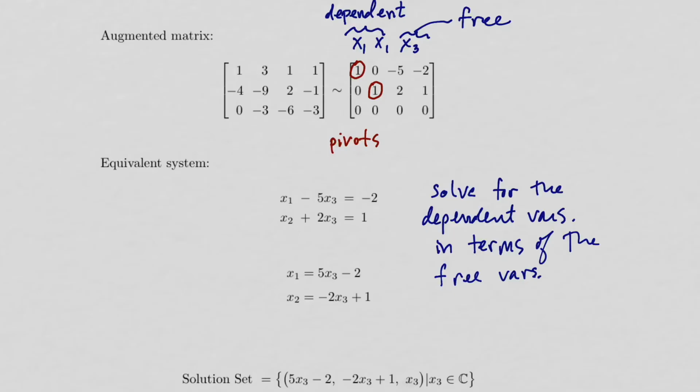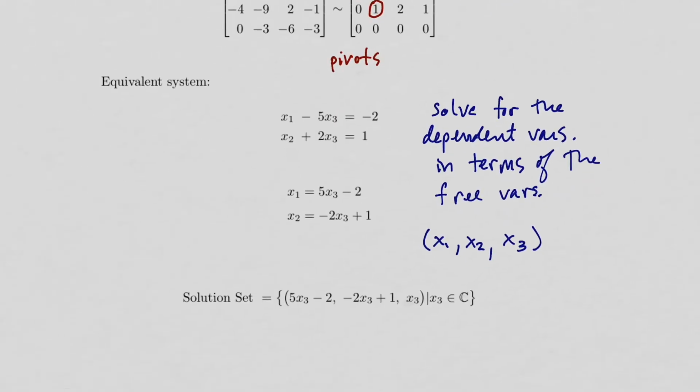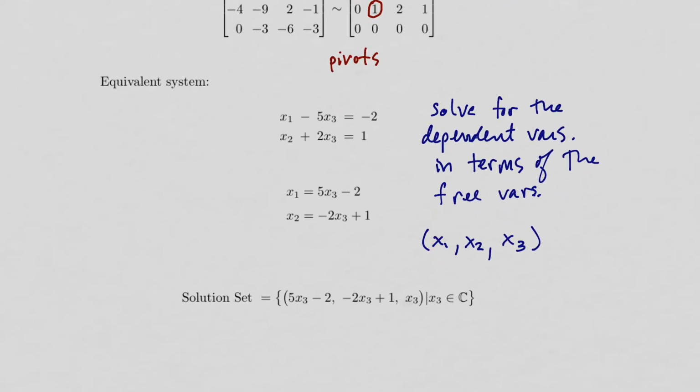The solution set is all of the ordered triples, in this case x1, comma, x2, comma, x3, that satisfy this system of equations. In other words, the x1 component of this ordered triple, or point, if you will, has to equal 5 times this number minus 2. And then the second component of the point, x2, has to equal minus 2 times this number plus 1. And then the third component can be anything. It's just this number, just x3. So we can write it out in set notation like this.